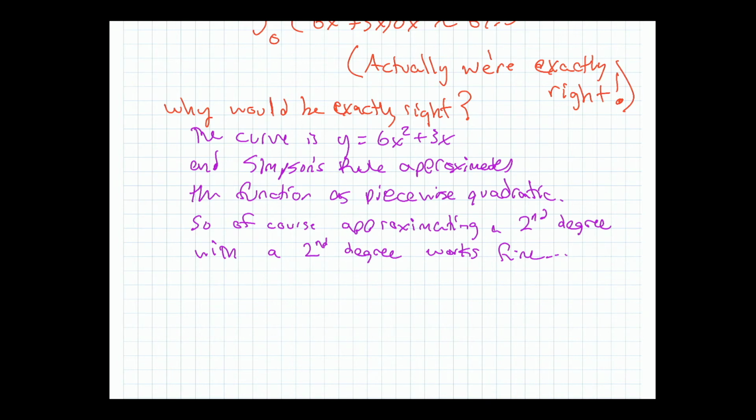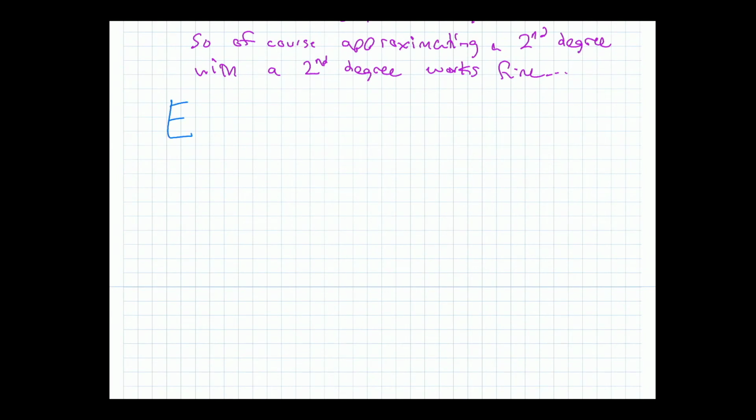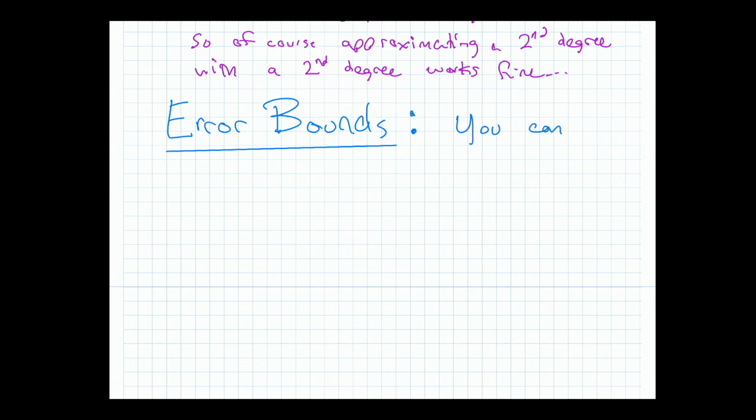All right, but that's not theory. We need theory for this. How does this actually work? We need to look at the error formulas for these. You can actually tell how far off you are without knowing the exact answer. So, error bounds. You can tell how far off you could be, how bad or good your approximation might be, without knowing the right answer.